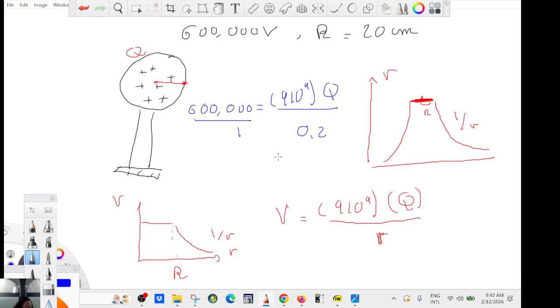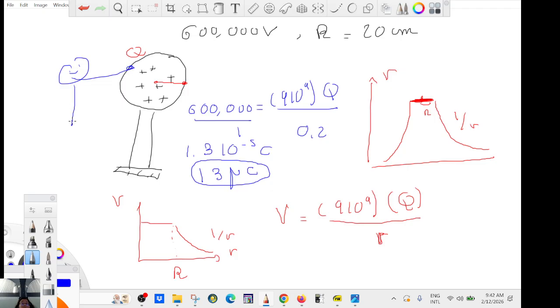The charge is about 1.3 repeating, 1.8 times 10 to the negative 5 Coulomb, right? Which is 13 microcoulomb. So it's very small. And because it's very small, it won't kill you. If you touch it, this is 600,000 volts, fine, but you have only that much coulombs going through your body. It's not going to kill you, and your heart will be okay.